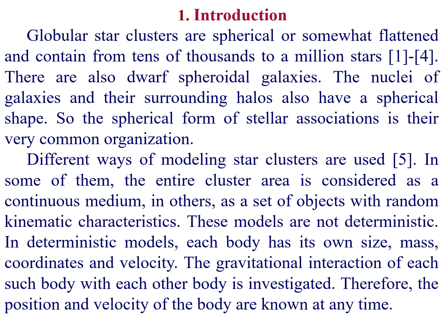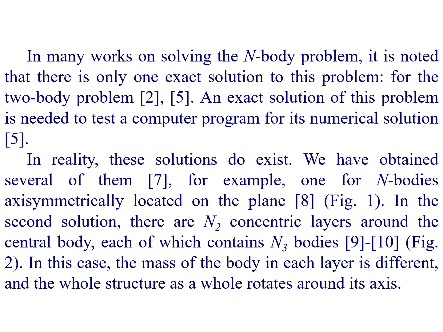These models are not deterministic. In deterministic models, each body has its own size, mass, coordinates, and velocity. The gravitational interaction of each such body with each other body is investigated. Therefore, the position and velocity of the body are known at any time.